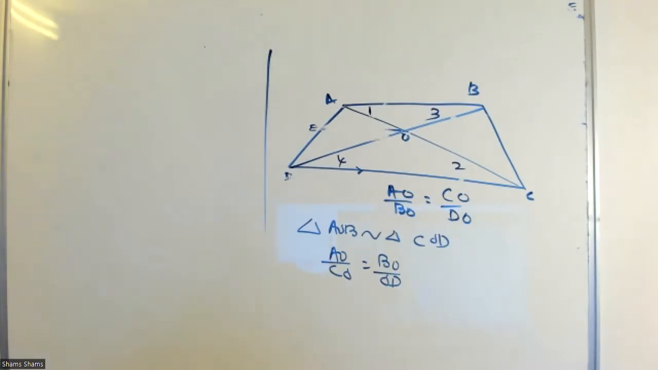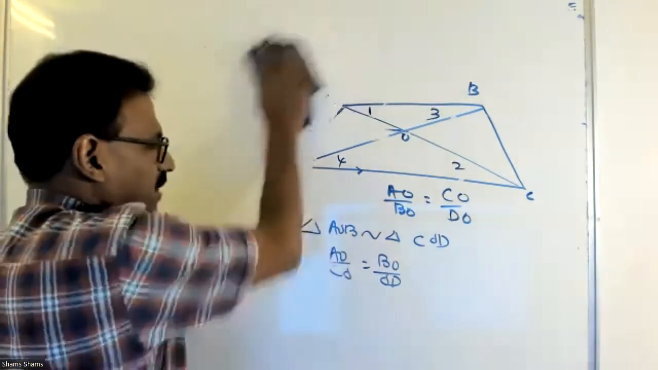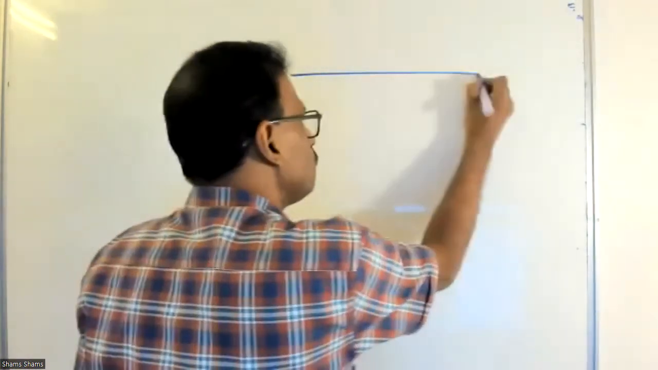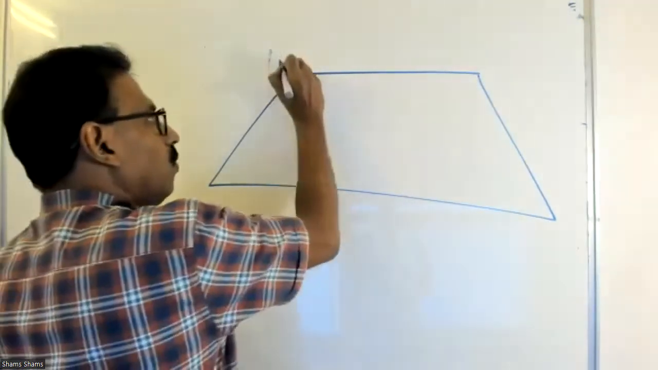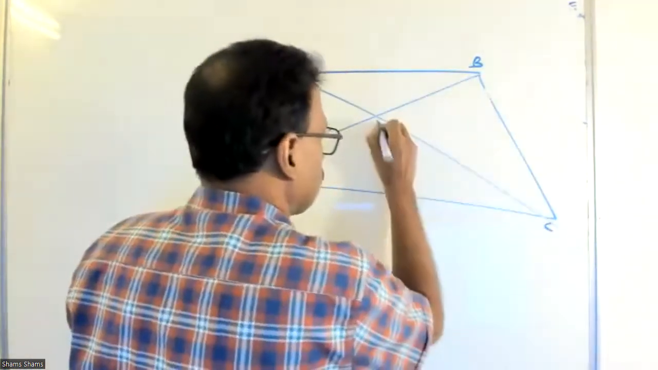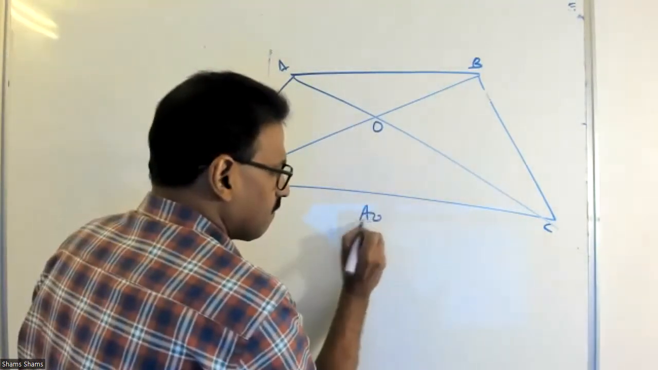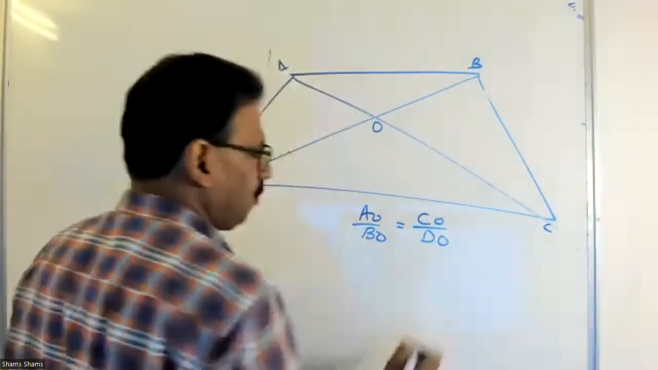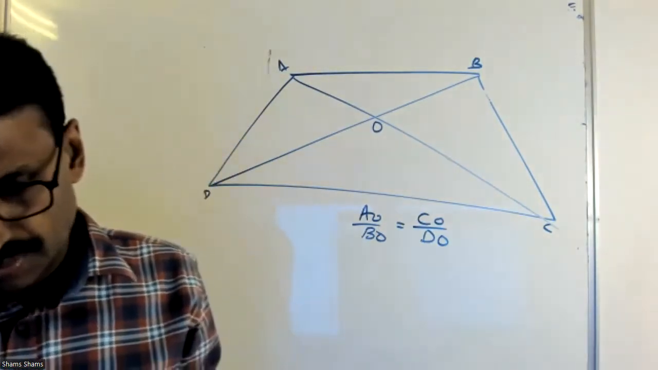I had some more questions. Next question: The diagonals of a quadrilateral bisect each other at the point O such that AO by BO equal to CO by DO.